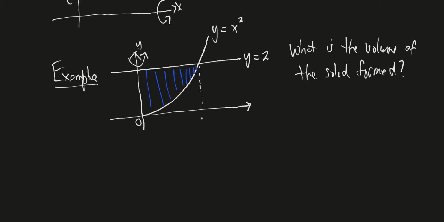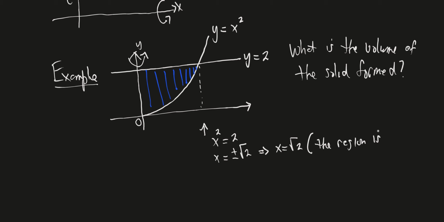So let's figure out what that point of intersection is. Let's take our x squared and set it equal to 2. Technically speaking, x would be plus or minus root 2. But because the region here is in the first quadrant, the x has to be positive. So x is equal to root 2, and the negative root 2 is not valid for the given problem.